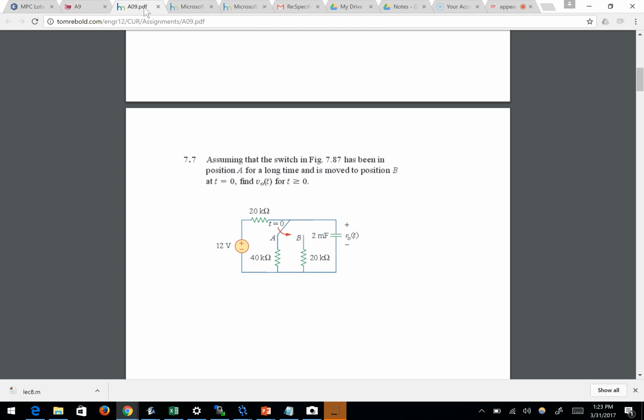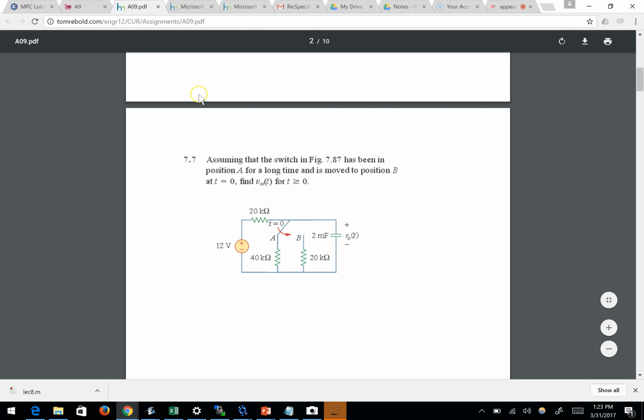So in this circuit, it's been in position A for a long time. It's moved to position B. Oh yeah, your capacitor is seeing the voltage, right? Yeah. There you go. Okay. I thought it was actually floating, but it's not.